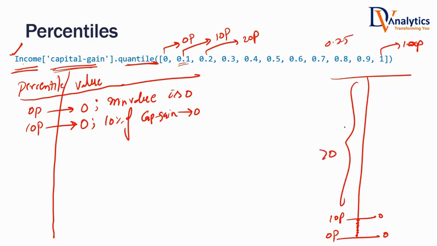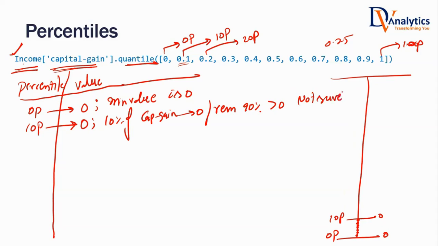Can we assume like that? Think about it. I have seen the data only up to the 10 percentile. I would say 10% of the data in capital gain is actually 0. Remaining 90% may be greater than 0, but I'm not sure. Are you with me? Why am I saying not sure? Because I haven't seen the data. It can be anything.